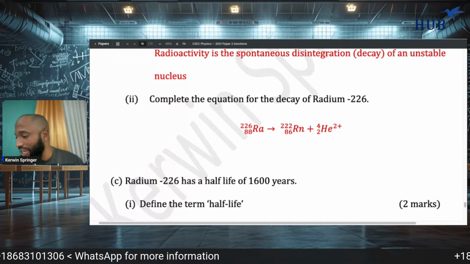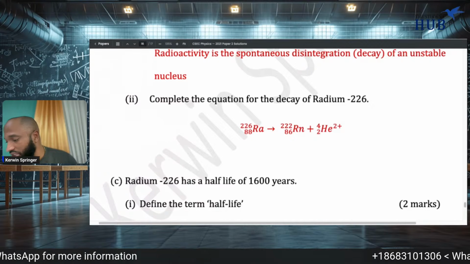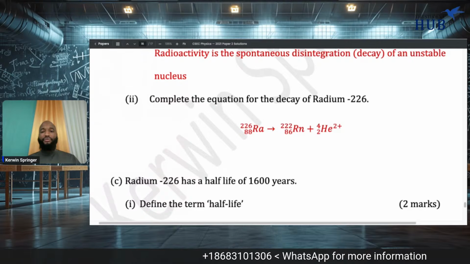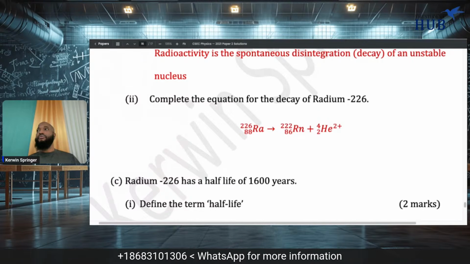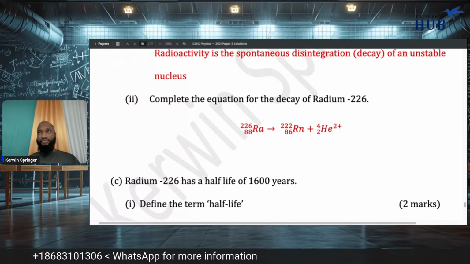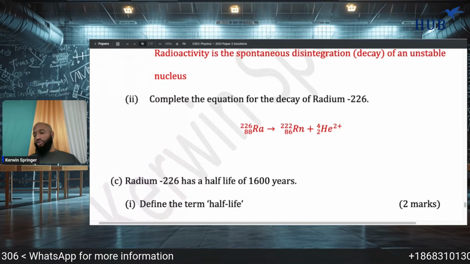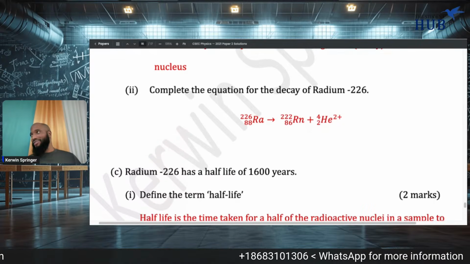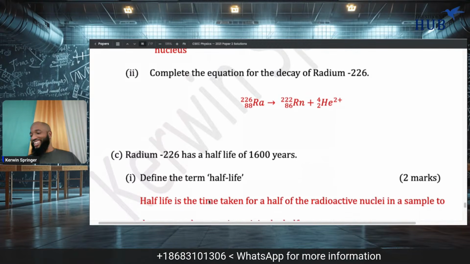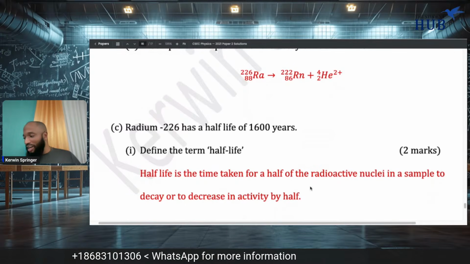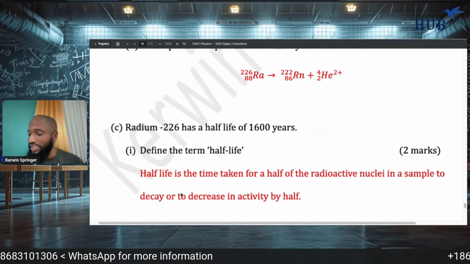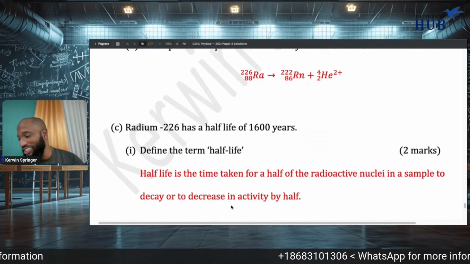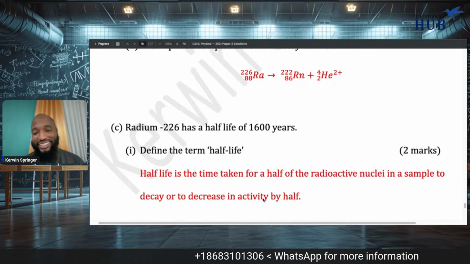Radium-226 has a half-life of 1600 years. What is half-life? We mentioned this yesterday. The activity, right? So the radioactivity to decrease by half. Half-life is the time taken for half of the radioactive nuclei in a sample to decay, or to decrease in activity by half.